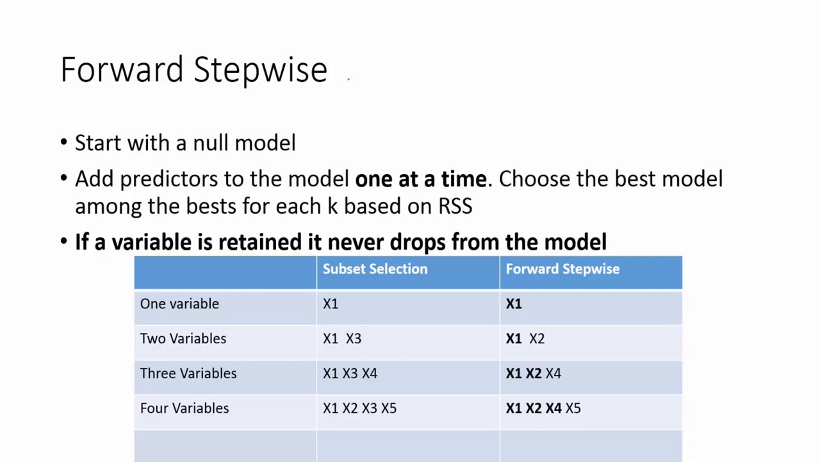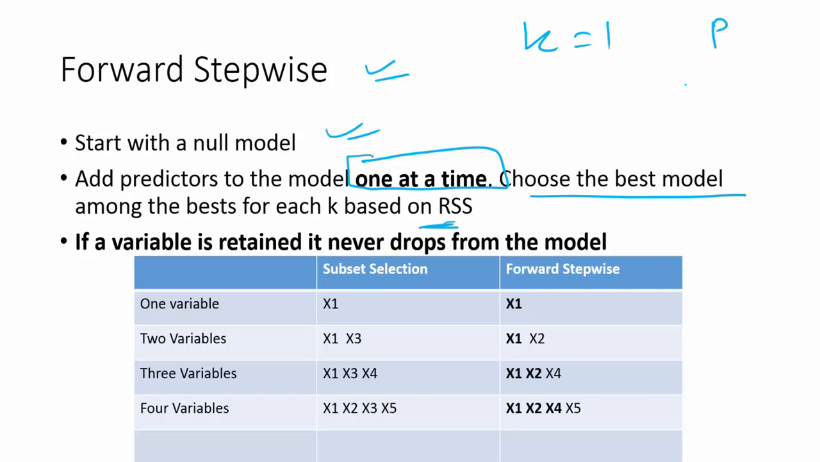So the forward stepwise approach is like this. We start with a null model and then you keep on adding predictors or features to the model one at a time. This is important to remember. And choose the best model among the best of k based on RSS. Now you remember how we took k, right? When k equals 1, you have p number of models, because with x1 you can have one model, with x2 you can have one model, up to xp you can have another. So you have p number of models in such a way.